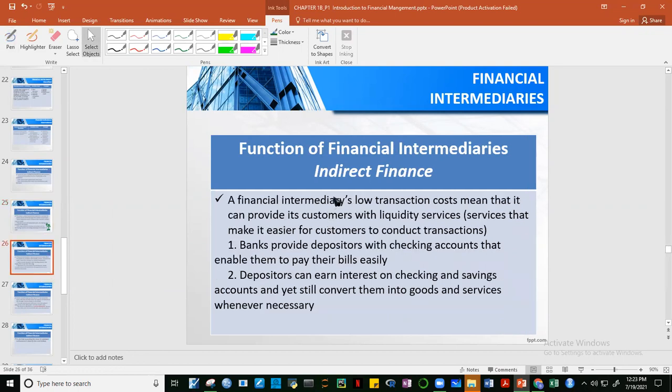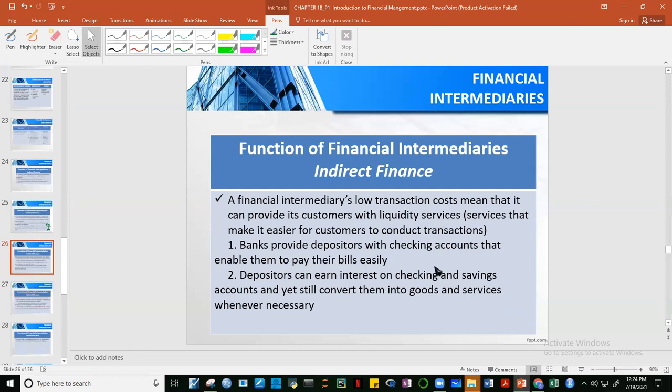Okay, so ito yung sinasabi ko guys, low transaction cost. It can provide its customers with liquidity services. Mas madali si customer na makakuha ng financing ng liquidity. Kasi minsan guys, si investment bank na mismo ang bibili ng bonds ng company. Okay, banks, for example, banks provide depositors with checking accounts that enable them to pay their bills easily. So in this case, guys, indirect financing siya. Okay, kasi si banks nagbibigay ng checking accounts kay depositors. Pero mas maganda dito, depositors can earn interest on checking and savings accounts and yet still convert them into goods and services whenever necessary. Okay, ito yung sinasabi natin na nakakapag-provide ng liquidity.